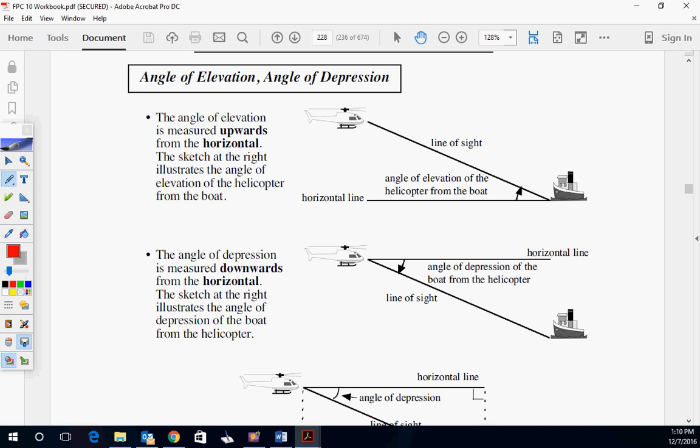The angle of elevation is measured upwards from the horizontal. The sketch at the right illustrates the angle of elevation of the helicopter from the boat. So this right here is the angle of elevation. That's not too bad. So the boat's here. The angle of elevation is looking up at the helicopter. Okay, that makes sense.